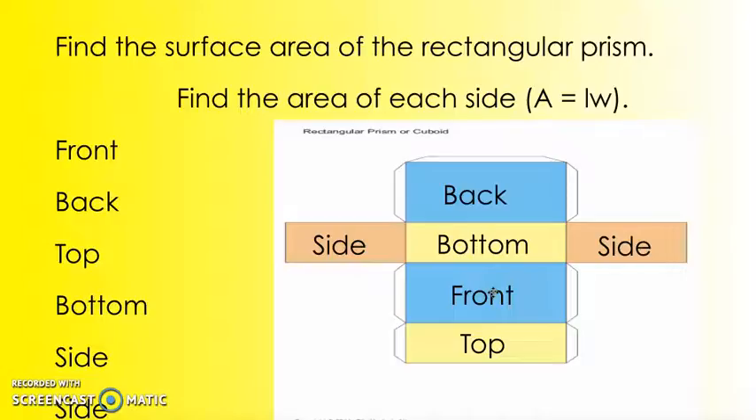The cool thing about this is that the sides are going to be equal to each other because they are parallel and straight across from each other. The back and the front are going to be equal to each other because they are also parallel and straight across from each other. And then the top and the bottom are also going to be equal. So it makes our job easier. We don't have to find 6 different areas. We really only have to find 3 different areas, and then we just need to double them so that we cover all 6 faces.